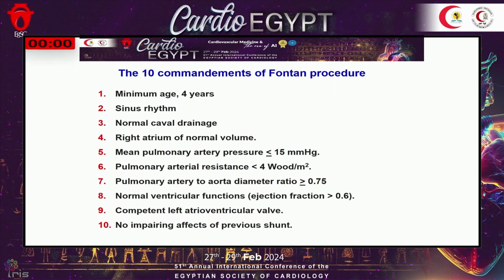There are also prerequisites for the Fontan operation: minimum age above 4 years, sinus rhythm, normal caval drainage, the right atrium of adequate volume, mean pulmonary artery pressure not exceeding 15 millimeters of mercury, pulmonary resistance below 4 Wood units, and a pulmonary artery to aorta diameter ratio above 0.75. Also normal ventricular function as regards the ejection fraction and end diastolic pressure, and a competent AV valve; if it is incompetent, it must be repaired before the operation.